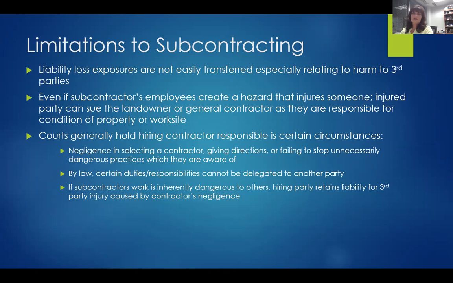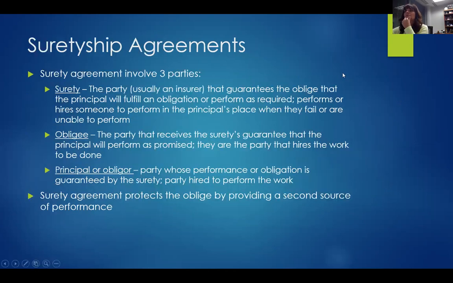By law, certain duties and responsibilities will never be able to be delegated to another party. We typically call those inherently dangerous. I don't know if you guys remember, we talked about vicarious liability. So sometimes certain types of work cannot ever be legally transferred to another individual or party because the work associated with it is such a high risk. So those type of things you need to be careful of. Things like blasting, excavating near a public highway, they are what I would call inherently dangerous. That's called vicarious liability that you cannot transfer to that other party.